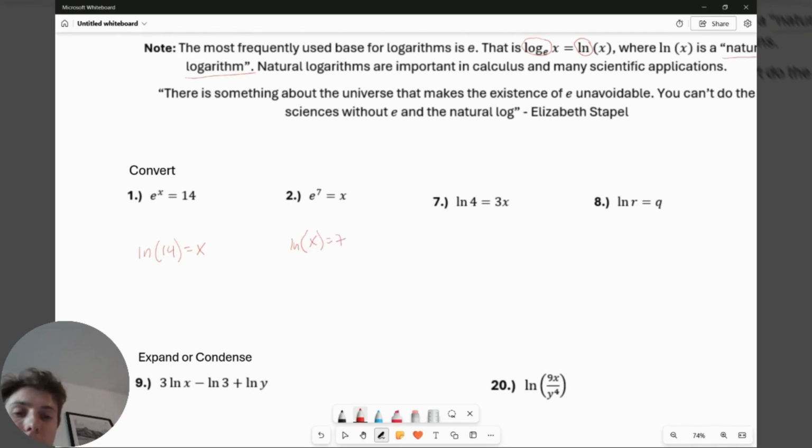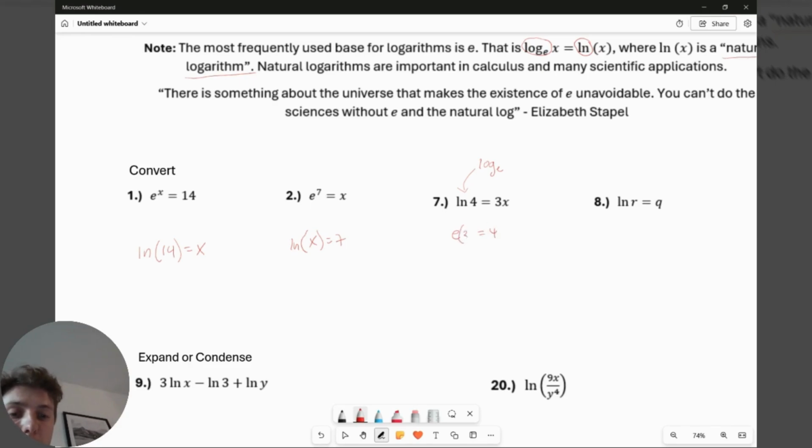7 and 8, same idea, but notice we're in log form right now. ln, again, that's log with base e. So if I want exponential form, I make it an e. I switch the other two. The 4 goes to the other side. The 3x comes over here.